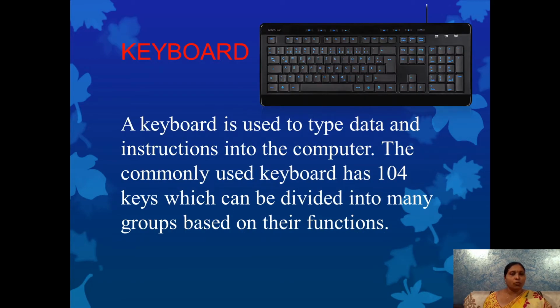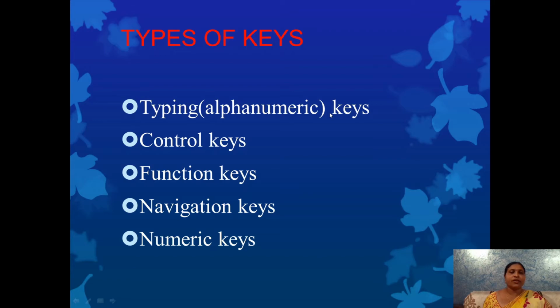Next, coming to keyboard. A keyboard is used to type data and instructions into the computer. The commonly used keyboard has 104 keys which can be divided into many groups based on their functions. Now let us see the different types of keys: typing keys, alphanumeric keys, control keys, function keys, navigation keys, numeric keys.